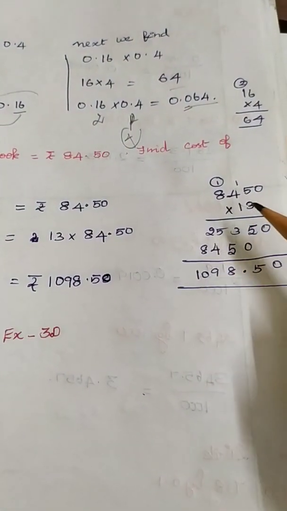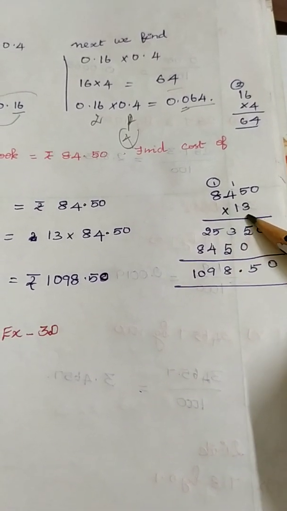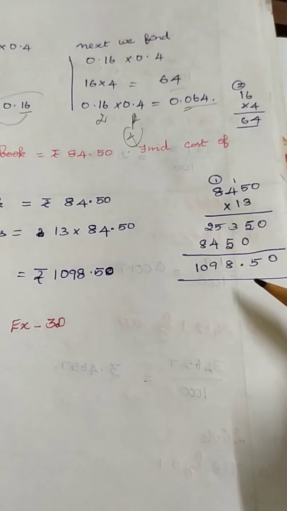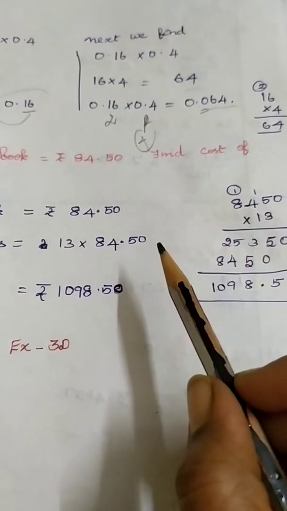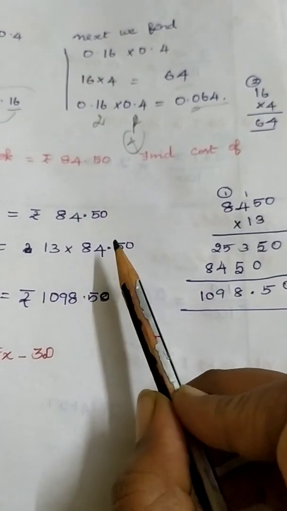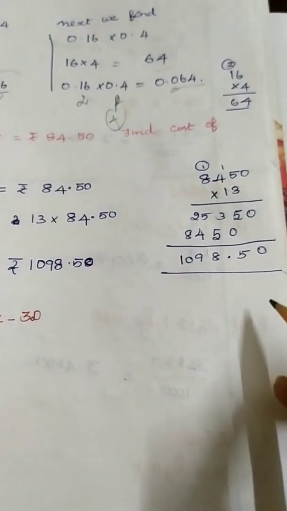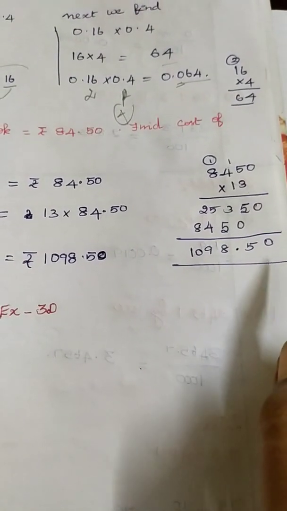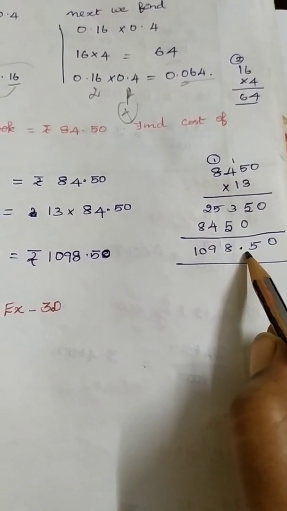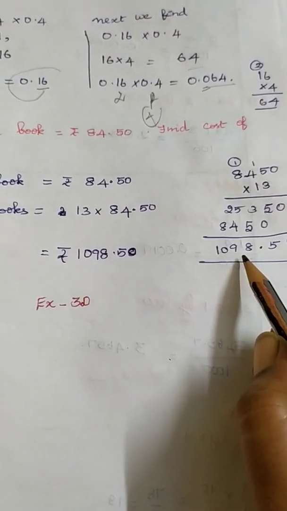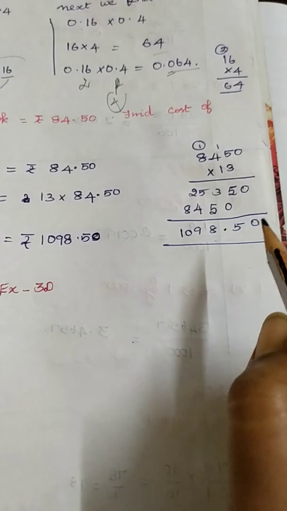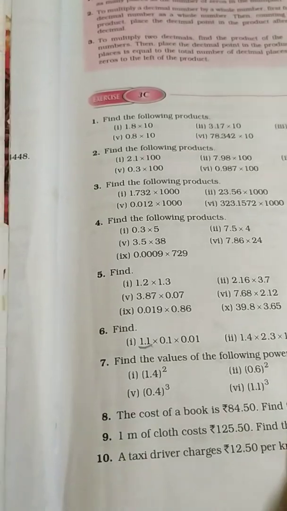So 84.50 multiplying by 13. First you will be multiplying it by 3 and next by 1, and after adding it you are going to count the numbers after the decimal point, 1, 2. So in the answer, from the rightmost part start counting 2 digits, ones, tens, then you place the decimal point. If you place the decimal point, your answer is 1098 rupees 50 paise. This is the answer. The same model you have to complete for problem number 9 and 10.